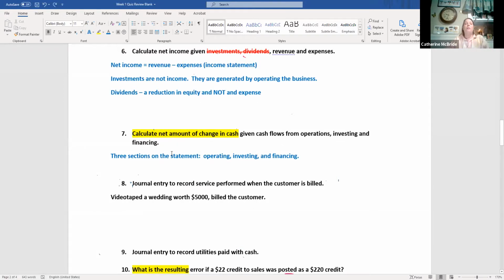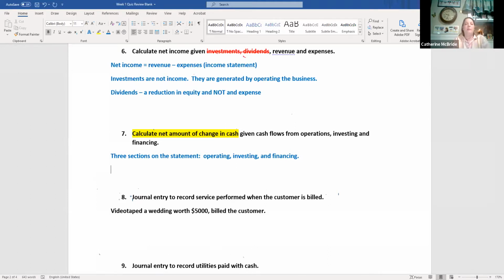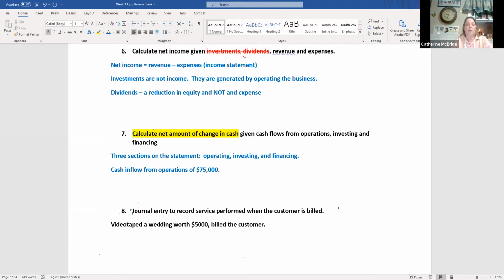Okay, so we have these three sections. The purpose of the cash flow statement is to show how much cash came in and how much cash came out from each part of the business. So let's say that in cash flows, we had a cash inflow from operations of $75,000. So what that means is, of all the things that we spent and brought in, we ended up with the net $75,000 in cash just from operating the business.